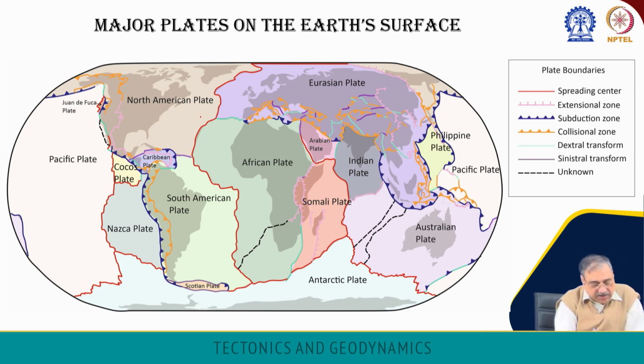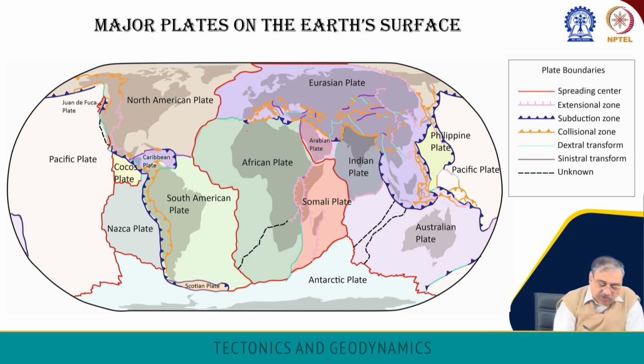So, you have the North American plate. The North American plate comprises almost the whole of the North American continent and the western part of the Atlantic Ocean. The northeastern part of the Atlantic Ocean is a part of the Eurasian plate, whereas the part to the south is a part of the African plate. You also have the South American plate, which includes most of the South American continent along with the western part of the South Atlantic. This separates it from the African plate, which is here.